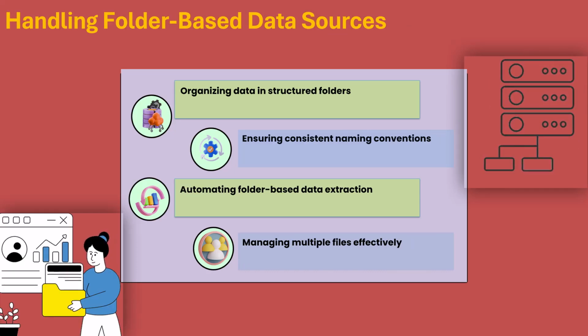We all love a well-organized workspace, right? Well, the same applies to our data. A structured folder system saves time and headaches. Using consistent naming conventions keeps things neat. No more mysterious final V2 files. Automation makes life easier by extracting data effortlessly and managing multiple files. Think of it as juggling, but without the risk of dropping anything.